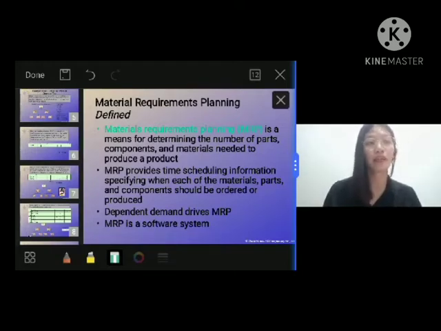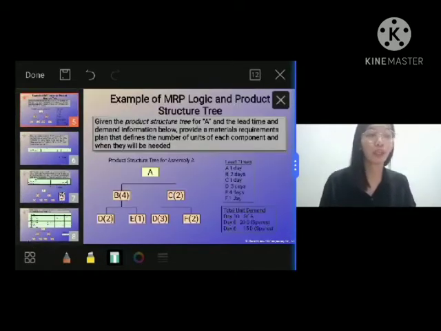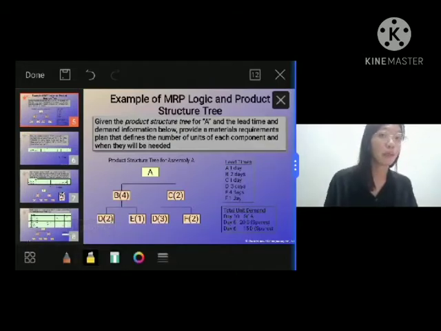This MRP is designed to answer three questions: what is needed, how much is needed, and when it is needed. It starts with finished goods that are converted into a schedule of requirements for component parts and raw materials needed to produce the final product within an established schedule. To understand more how MRP works, let's look at the example in the PowerPoint presentation.